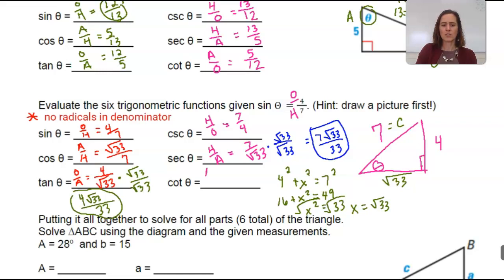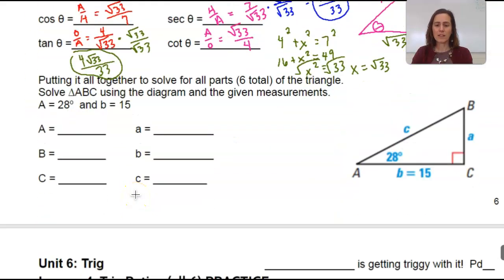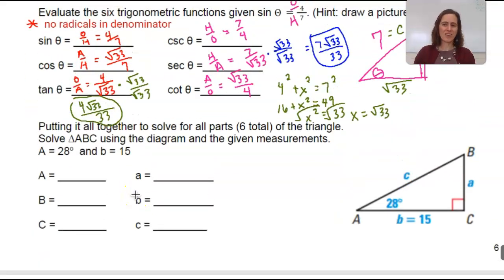So it would be adjacent over opposite. So √33 over 4. Okay. So we're doing the same thing that we started the trig unit in, is just being able to write the ratios. And if we are not given one of the side lengths of the triangle, we have to find it using Pythagorean theorem. And now we have an added layer. If one of the sides is a radical, you have to make sure that there's no radical in your final answer in the denominator.